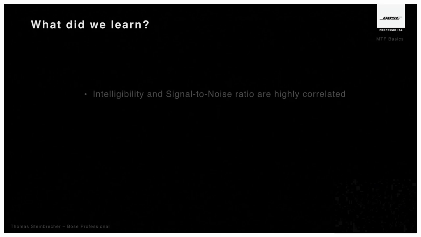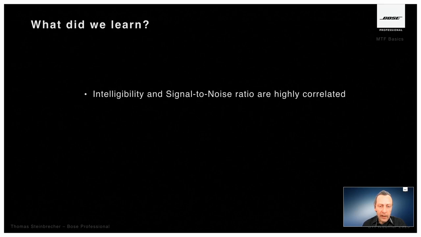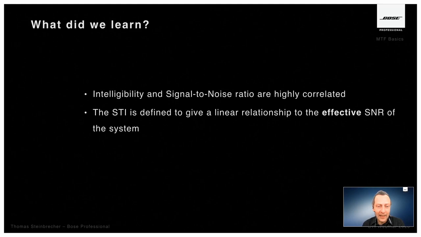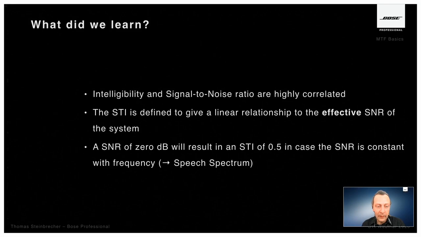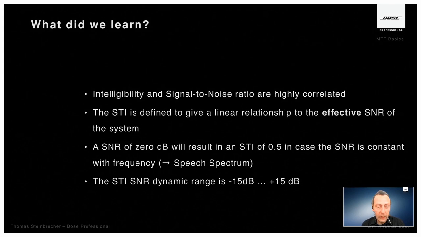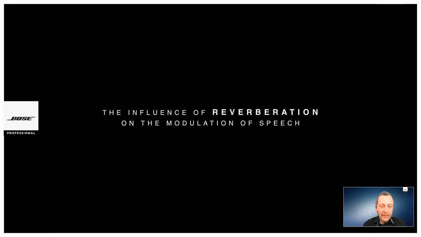Okay, so apparently intelligibility and signal-to-noise ratio are highly correlated. That's actually no surprise for the expert, because the STI is designed and defined to give a linear relationship with what is called the effective signal-to-noise ratio of a system. We come back to that in part two of the webinar. But most importantly, if you have an SNR of 0 dB, so speech is exactly as loud as the noise, that will result in an STI of 0.5 if the signal-to-noise is constant with frequency. And the overall dynamic range for the STI goes from minus 15 dB of SNR to plus 15 dB of SNR.